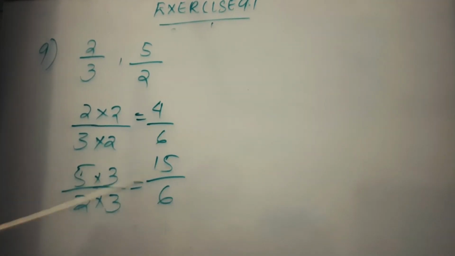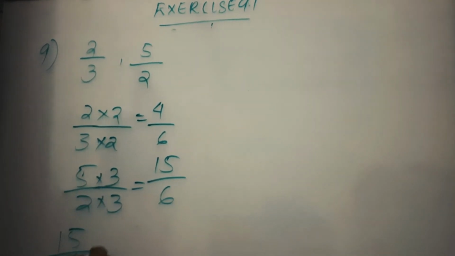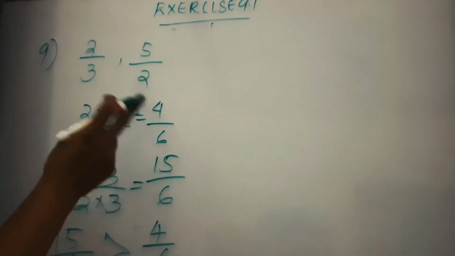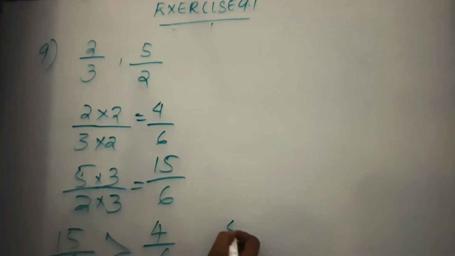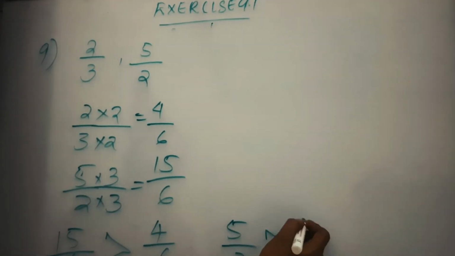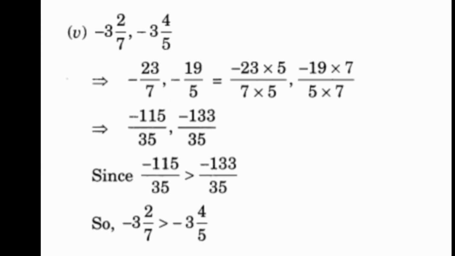Now both the denominators have become 6. Here it is easy to find out which is bigger. Now which one has the bigger numerator? That is bigger. So we can see that 15 by 6 is bigger than 4 by 6. Or what is 15 by 6? 15 by 6 is 5 by 2. So 5 by 2 is bigger than 2 by 3. This is the answer.